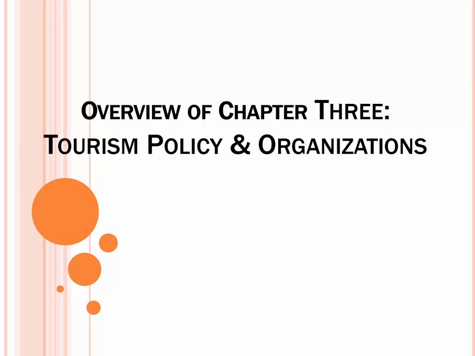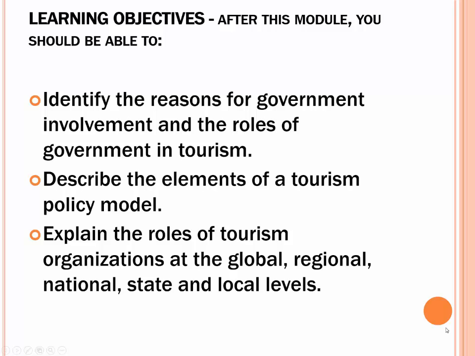Hello, and welcome to an overview of Chapter 3, Tourism Policy and Organizations. For this chapter, the learning objectives are to identify the reasons for government involvement and the roles of government in tourism, describe the elements of a tourism policy model, and explain the roles of tourism organizations at various levels.